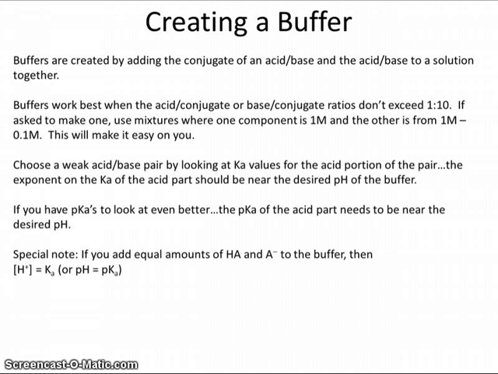Another special note about buffer systems: if I add equal amounts of HA and A minus, like we said before, that buffers the best in both directions. That also means that H plus equals Ka, or pH equals pKa. So if I can find a pKa that is equal to the buffer pH that I want to produce, all I have to do is grab that acid and put an equal number of moles of acid and conjugate base in the system, and away we go.